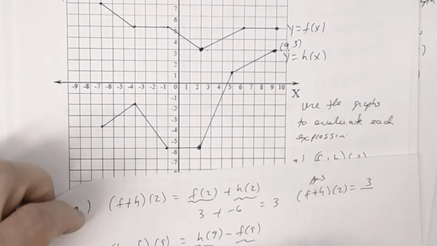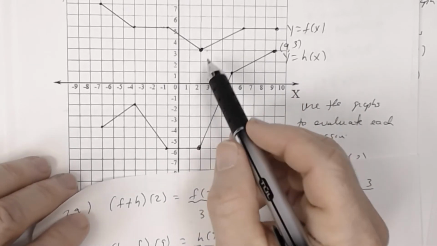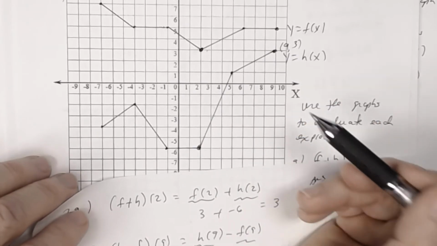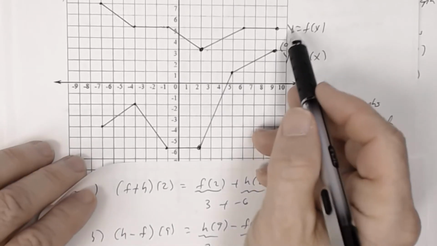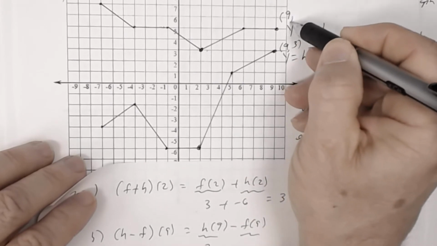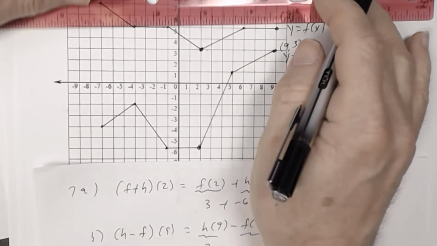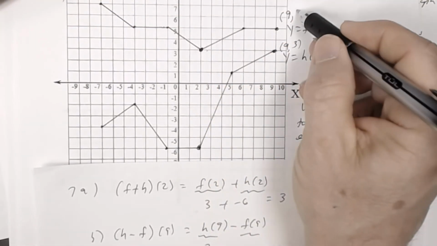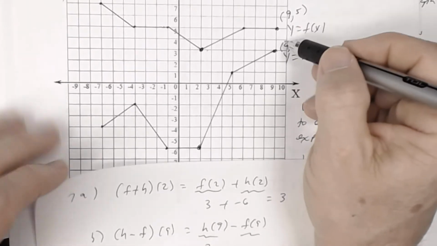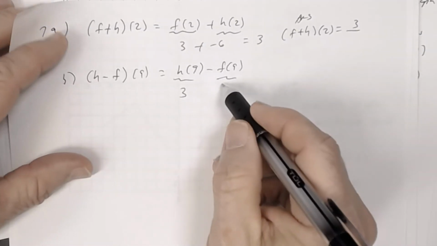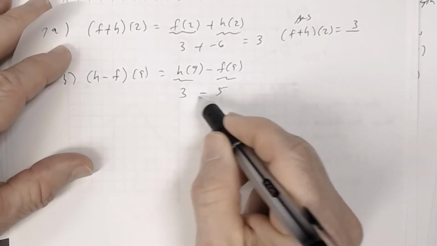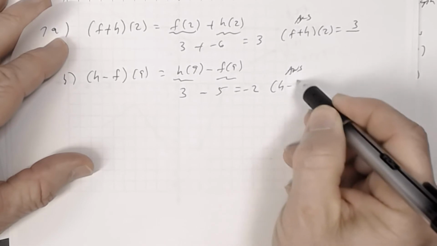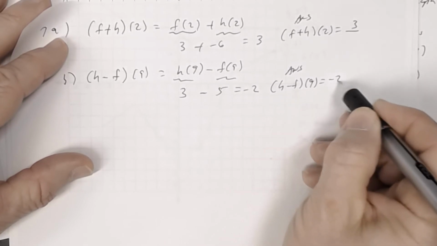Okay? So if you need to label the points, go ahead and do that. I'm not doing it because it'll make it look a little bit messier. But if you've got to, go ahead and do it. And then f of 9, that's just right here. When x is 9, what's that y value? Well, that y value is 5. So the point here is 9, 5. So you're subtracting 5. And 3 minus 5 is negative 2. So your answer, you're going to say h minus f at 9 equals negative 2.